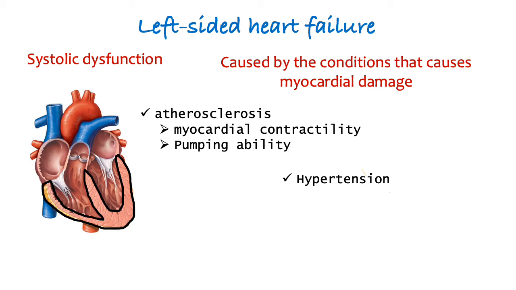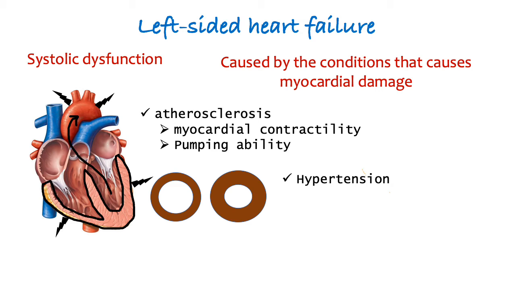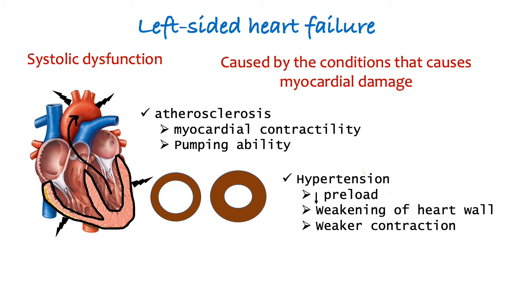In hypertension, there's increased pressure in the aorta, so the left ventricle has to push harder against this increased pressure. In turn, the heart muscle cells grow bigger; they hypertrophy. And due to hypertrophy, the myocardial cell wall, the ventricle wall, thickens, resulting in a reduced size of the ventricle. This results in decreased preload, meaning there's less end-diastolic volume to be ejected. Thickening of the ventricles also weakens the heart wall, and it affects the contraction. Other conditions that can cause left-sided heart failure are valvular disorders or cardiomyopathy.